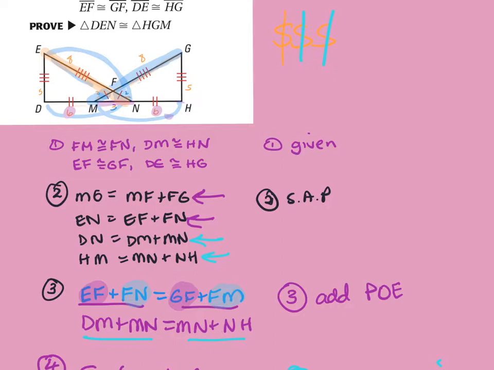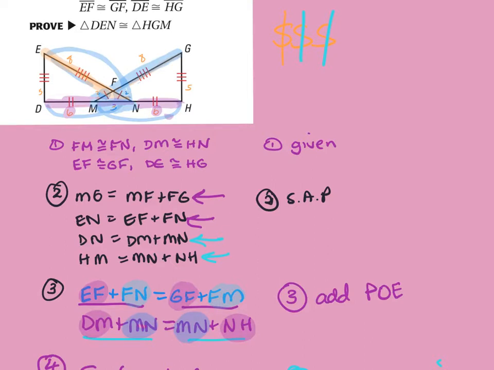Okay. And then I did the same thing for the bottom side. I took the segments with the 2 tick marks, which are the FM or the DM, and the N and the NH, those 2, and I added to it, this time it's the same side, which is MN. I added MN to both sides to show that those would be congruent, if I took that same part and added it to both sides.